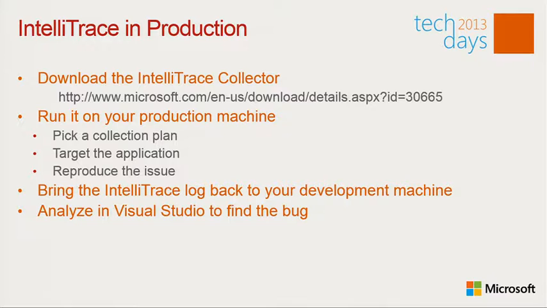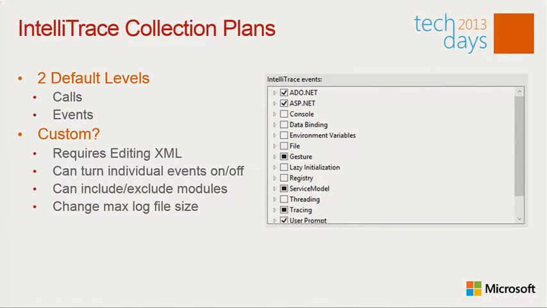So you can either keep it running indefinitely and just keep track of the logs, or you can have a more targeted run where you know that the issue is going to reproduce in the near future, so you turn it on, the logging's going, the issue is reproduced, then you collect that log and take it back to your development machine, and you analyze it in Visual Studio to find the bug. So I'm actually going to demo this real quick.